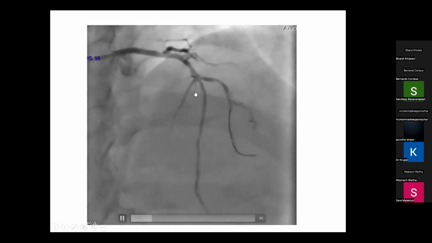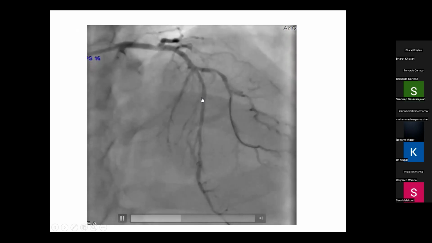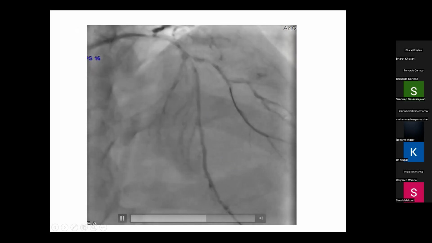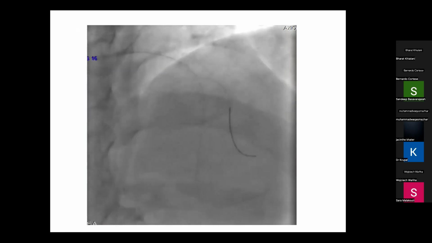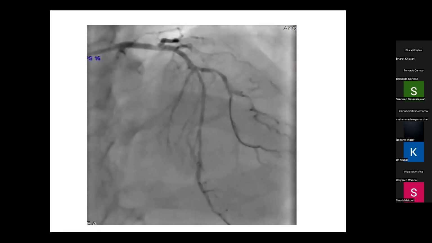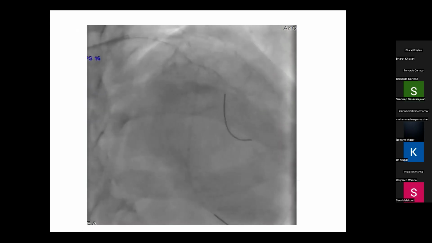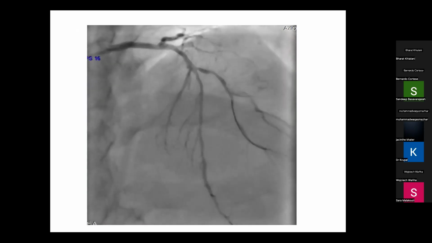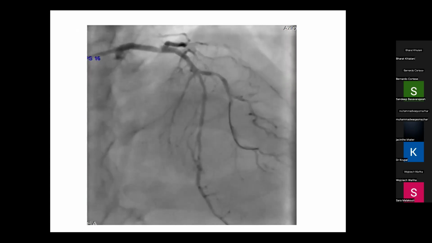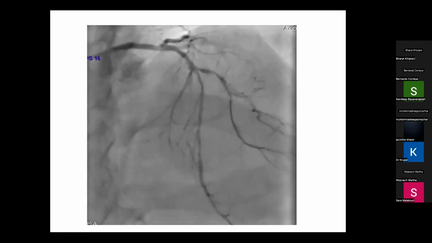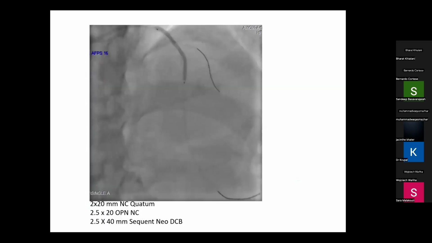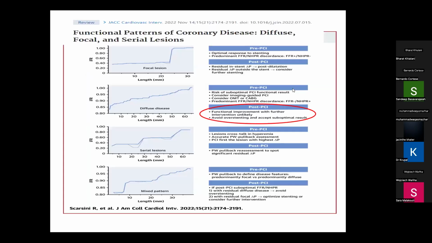So you did the contrary of what this consensus document is stating, because you said there is a diffuse disease. I could see some jumps. I agree that they were small jumps, not big jumps. But then you said, okay, we have diffuse disease. With diffuse disease, we should not do angioplasty, but you did angioplasty actually. Yeah. We have to accept the suboptimal result. Avoid overstenting. We can go for the PCI.